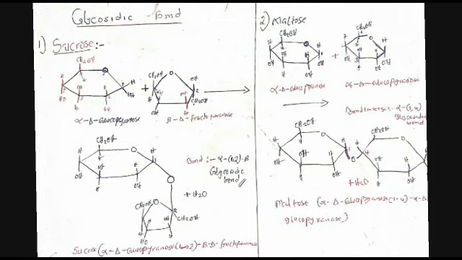So this is beta-D-fructofuranose. Why is it beta? Because this OH is facing up, so that's why it is beta. Why is it furanose, not pyranose? Because this oxygen is here, so that's it.